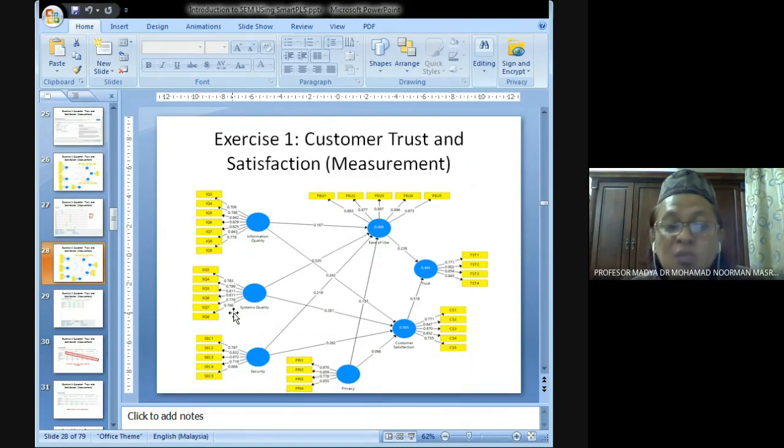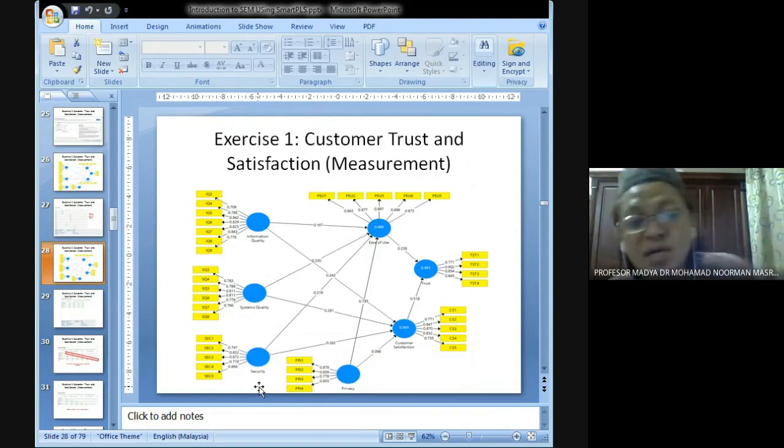But make sure when you remove, you don't remove until the item becomes 1. That means the remaining item is only 1, so that is not acceptable. For example here, let's say security, the CR is 0.3 and the AVE is 0.2, which is very low. So you remove the lowest item, you remove one by one, until finally you got one item only. If you have got one item only, you cannot measure CR or AVE.